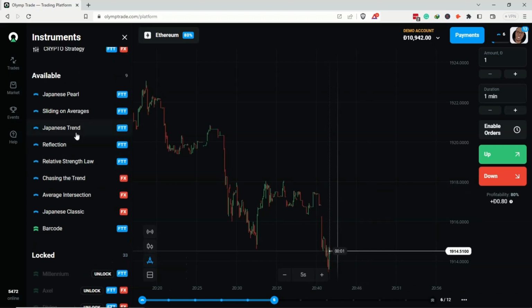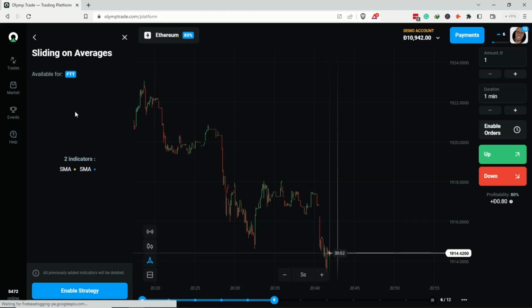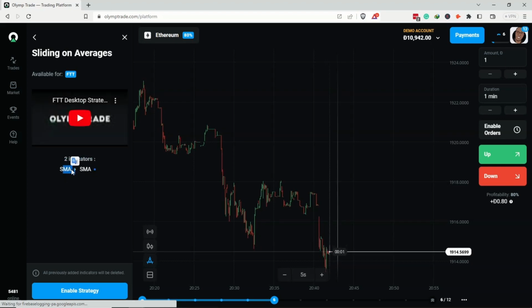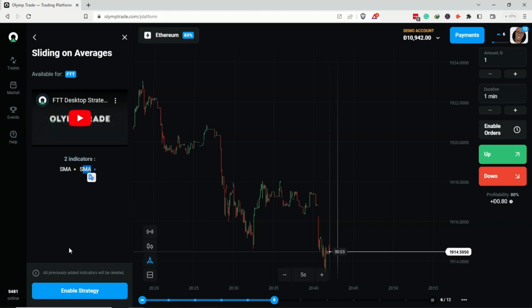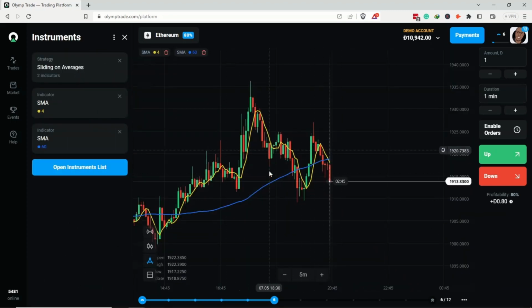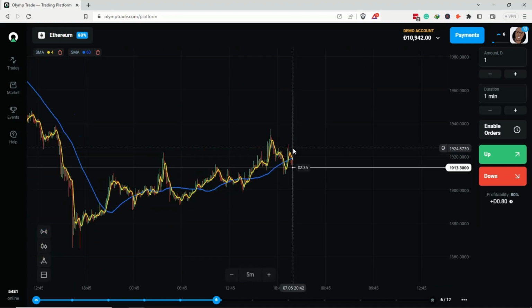The strategy that I want to teach you is this one, sliding on averages. We click on it to activate it. There is a video here that you can watch, and it explains how the strategy works. But of course, I will show you how it works in this video. This strategy uses 2 indicators of the same kind: the SMA 4, I think, and SMA 60. You can read online about what an SMA is and how it works. To enable the strategy, just click enable, and it will be added into the chart. Now let's close that, and now my chart has some activity here.